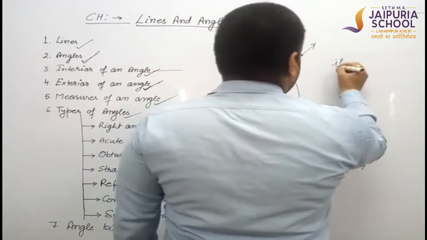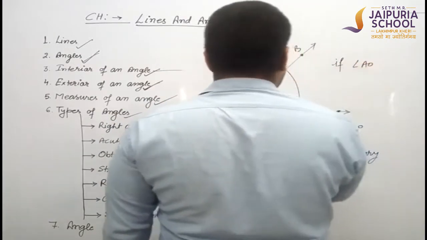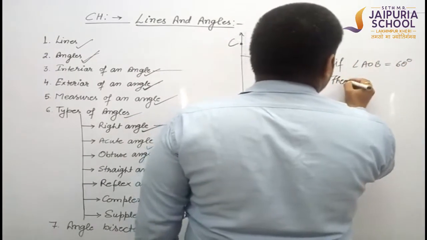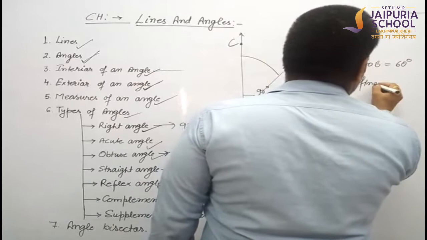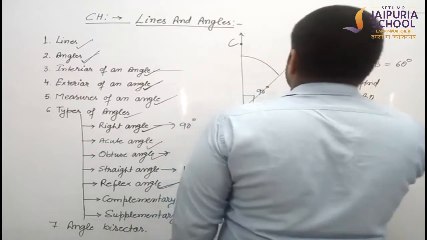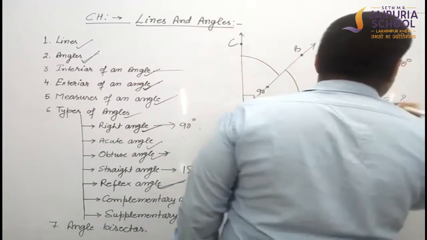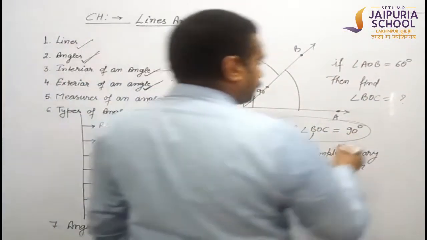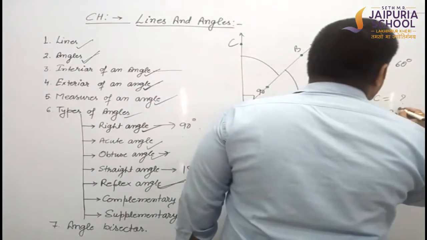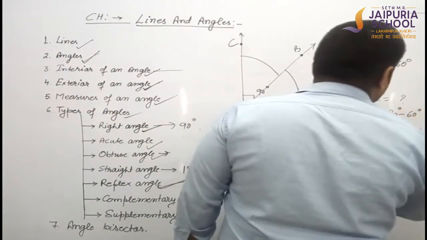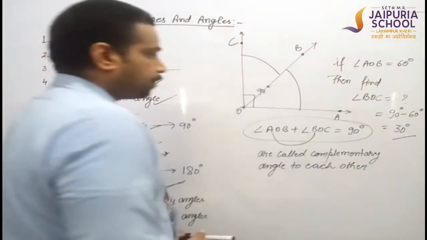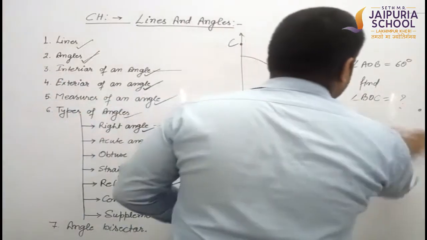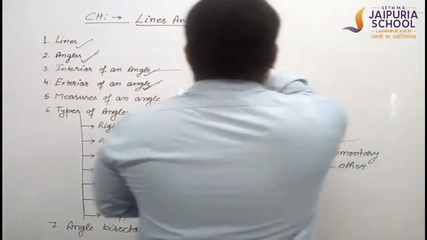Okay, if angle AOB is equal to 60 degree, then find angle BOC. By using this concept you can find the angle BOC. Then BOC is going to be equal to 90 minus 60, and this is going to be 30. And in the same way, supplementary angles with respect to the straight angle.